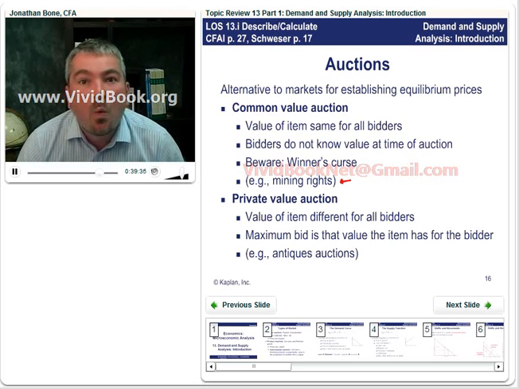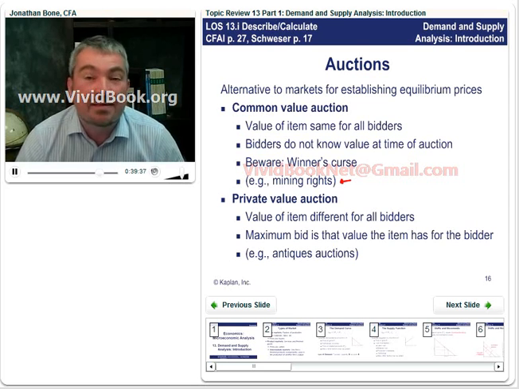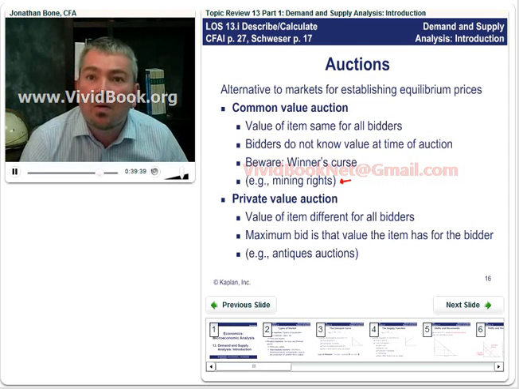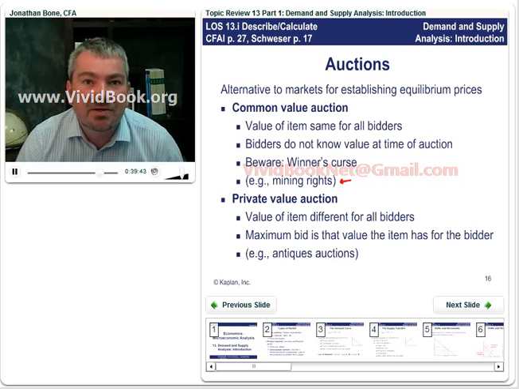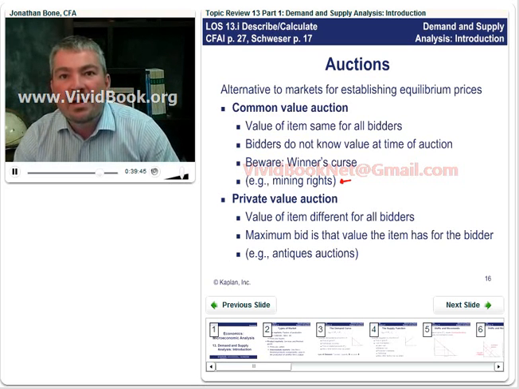Now, of course, we don't know what that value is at the time of auction. We don't know how much gold is in the mine, and we don't know what the price of gold will be in the future when we extract it. So, key point is the bidders do not know value.